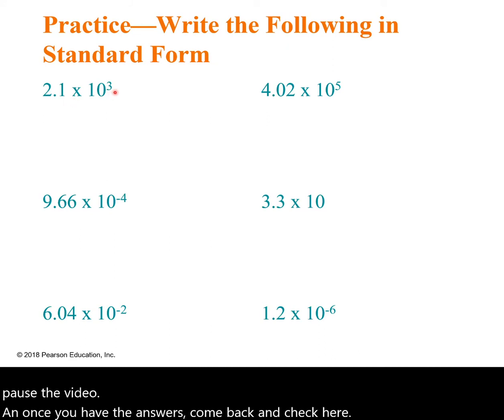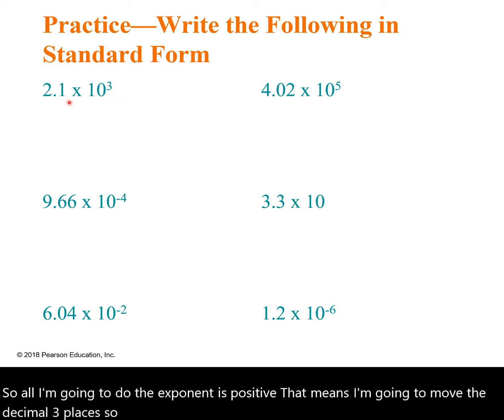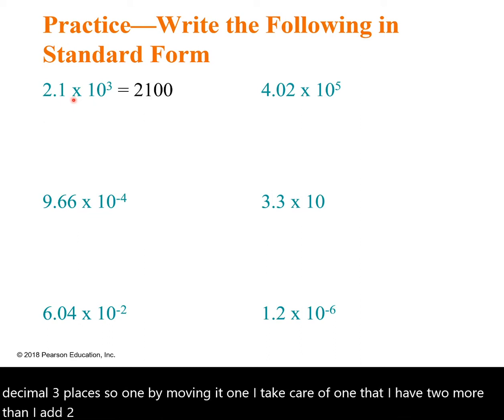So all I'm going to do, the exponent is positive. That means I'm going to move the decimal point 3 places. So by moving it 1, I take care of 1. Then I have 2 more. Then I add 2 zeros. So it'll be 2100.